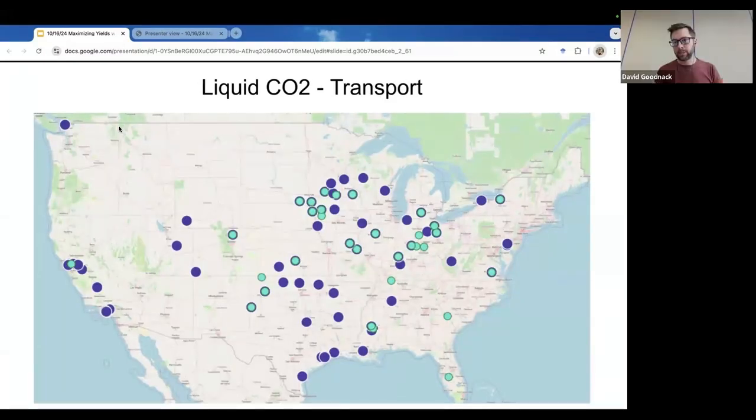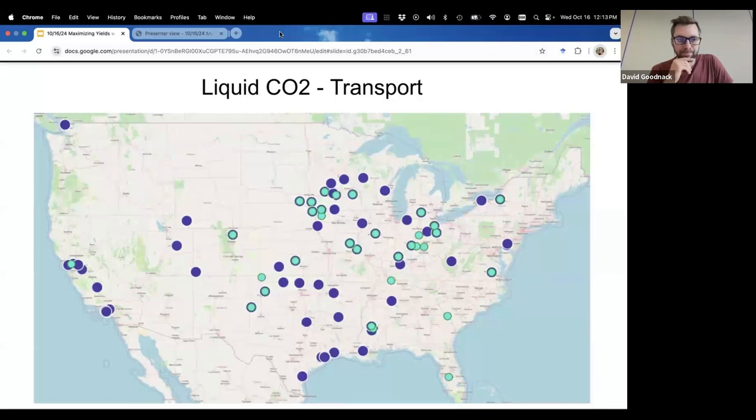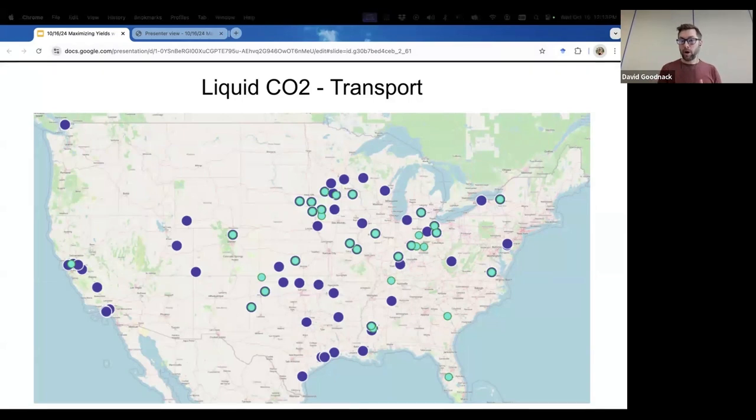So the next slide is transportation. These are all the CO2 producing facilities. This may not be everything, but you can see it's not well spread out across the whole US. So if you have a facility in Oregon or something like that, and you're wondering why you might be paying 40 or 50 cents a pound versus 20 cents a pound in Illinois, this is why.